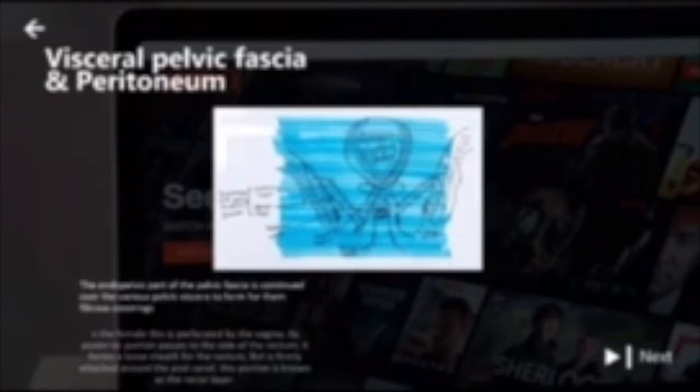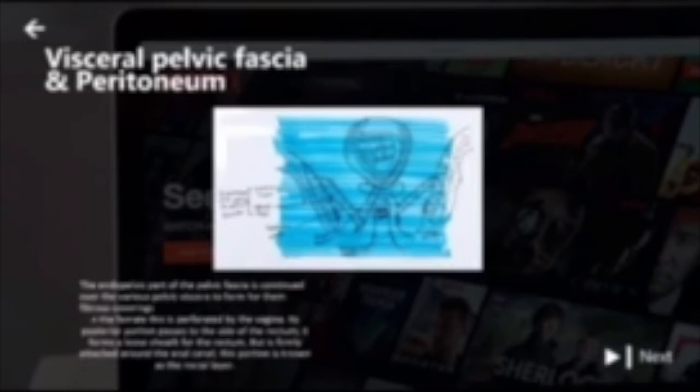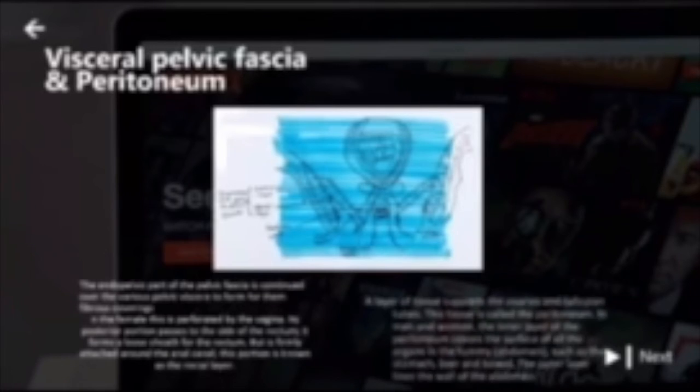So we have here the visceral pelvic fascia and peritoneum. The endopelvic part of the pelvic fascia is continued over the various pelvic viscera to form fibrous coverings for them. In the female, this is perforated by the vagina. Its posterior portion passes to the side of the uterus. It forms a loose sheath around the rectum, but is firmly attached around the anal canal. This portion is known as the rectal layer.